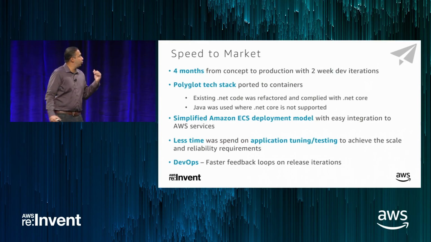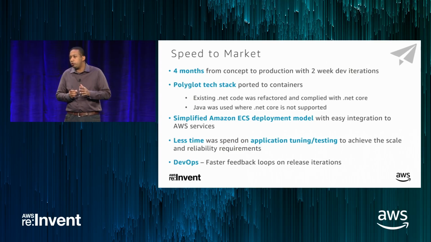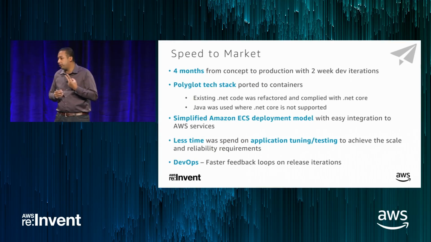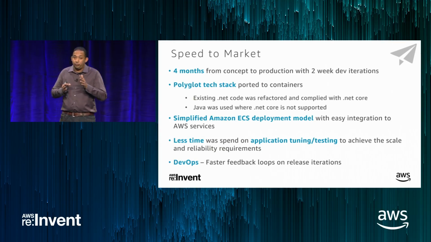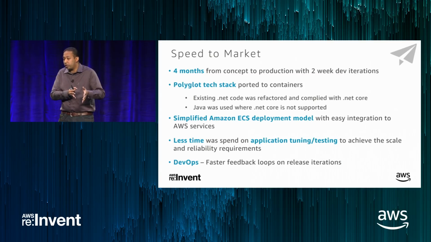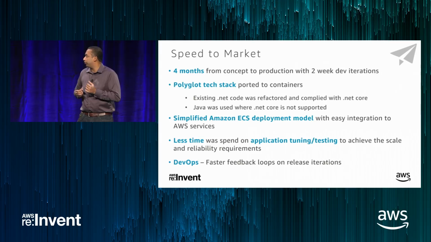So let's get right to speed to market. We talked about the 4 months. It's not just about the 4 months though. It's about also showing progress back to your business. In this case, how do we build this continuously and show progress? And we had 2-week dev iterations for this. Where ECS and containers really help is you could have your dev containers, then go to staging, and show progress to your business users very rapidly. So that was one of the big premises of this.